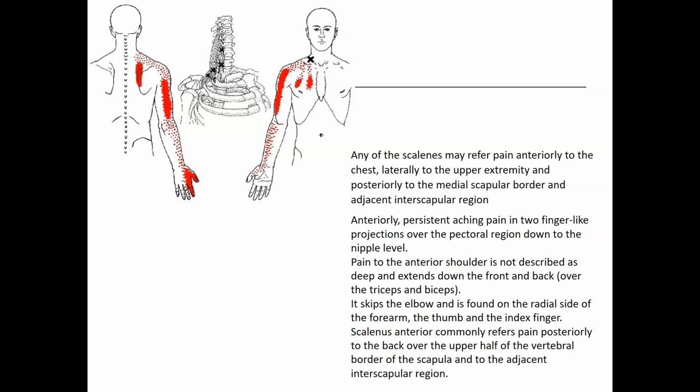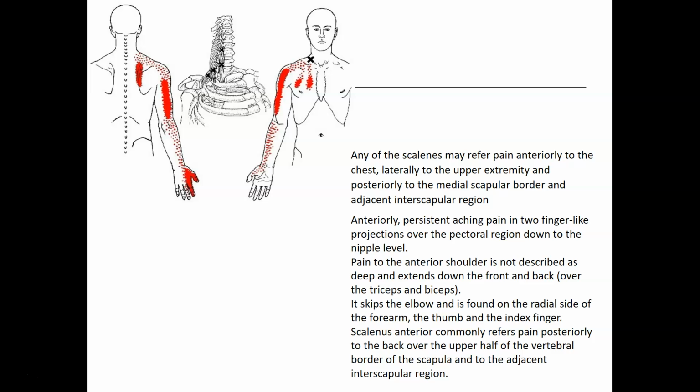The last of the scalenes is its referral patterns and trigger points. You can see they're all over the place. I tend to affectionately work here with patients because I find a lot of junk in scalenes. They work very hard in this sitting posture that we use all the time. Any of the scalenes can refer pain anteriorly to the chest, laterally to the upper extremity, and posteriorly to the medial scapular border and adjacent interscapular region.